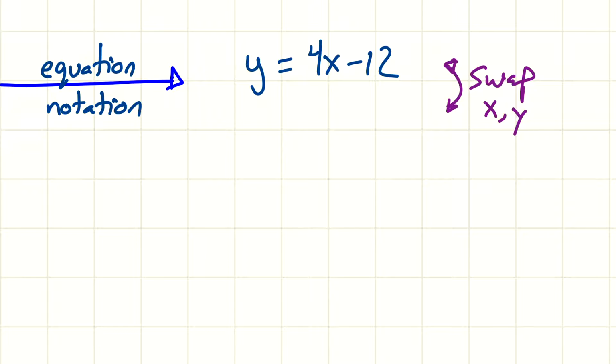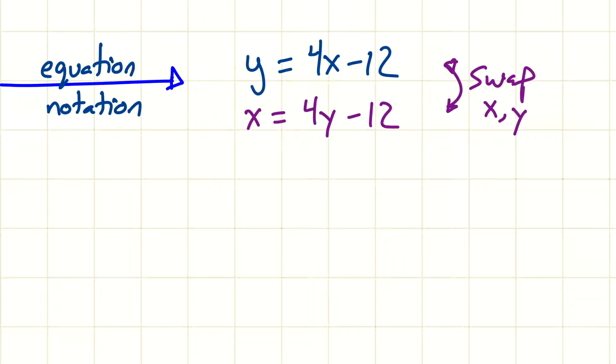So that means instead of y equals, I'm going to have x equals 4y minus 12. All right, easy step. First, I wrote it as an equation, and now I just switched the x and the y. That's all I did. So technically what we've just done is we've written an inverse function just by swapping the x and y. The only problem is it's not in the proper notation.